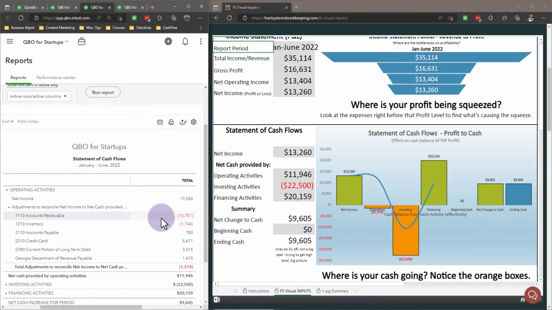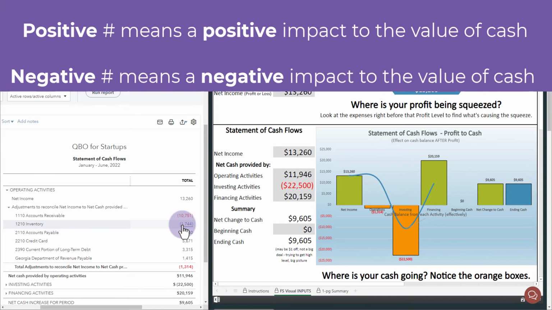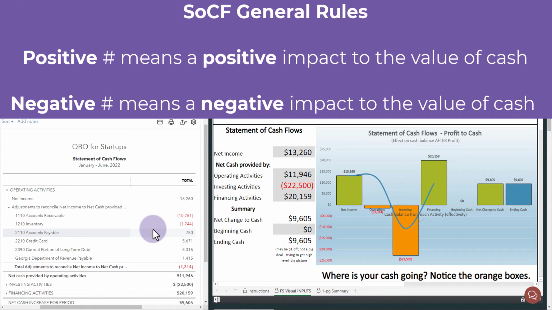Okay, so I'm looking for red numbers that are holding me back, right? That's a drain to my cash flow. Just real quick, the black numbers we see here, they're positive. That would be a positive impact to the value of my cash, whereas the red numbers, the negative, are a negative impact to the value of my cash. So that doesn't mean that cash actually came in or cash actually left. It just means it impacted the value of my cash. I know I got to say it goofy like that. Every one of these lines here too are going to have its own interpretation.